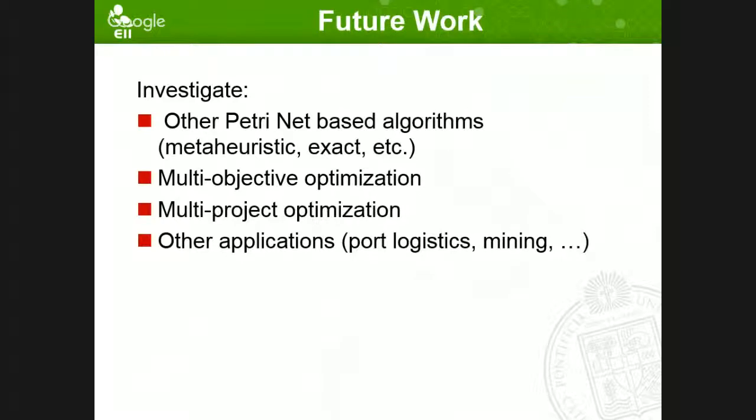Lastly, there are many things that can be done with this approach, like investigating other Petri Net-based algorithms. I have some work on meta-heuristics, specifically with genetic algorithms. There is also work on particle swarm optimization, and probably it can be mixed with other things. Multi-objective optimization is something that would be nice to work on. Multi-project optimization. This is very particular to video games.